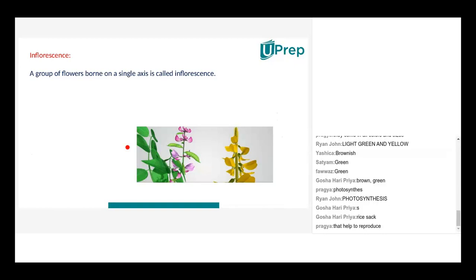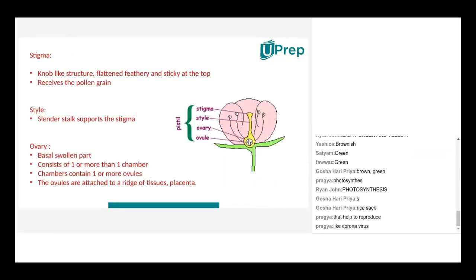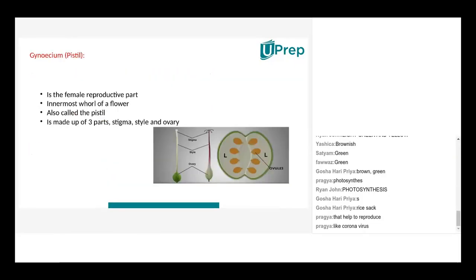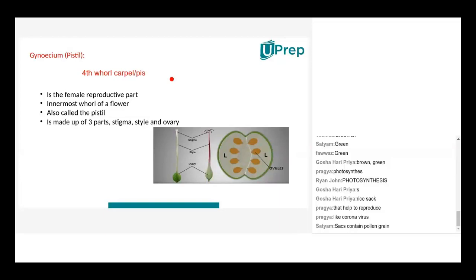Now, going to the next. This is the fourth whorl. Which is the fourth whorl? It is the pistil. A pistil is also known as a gynoecium. Right? A pistil is known as the gynoecium. This is the fourth whorl. Pistil is also known as a carpel. You can call it carpel. You can call it pistil. It is one and the same.